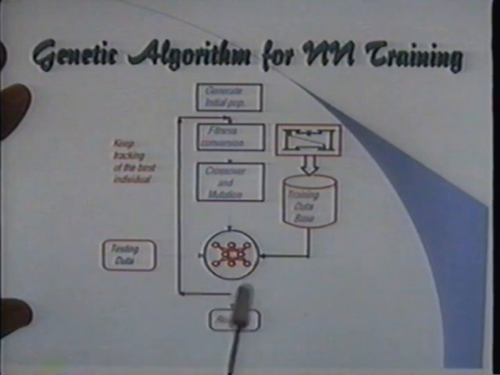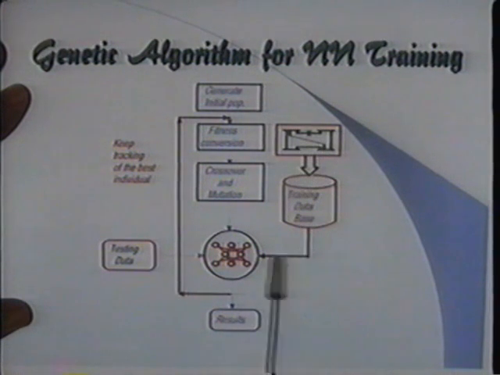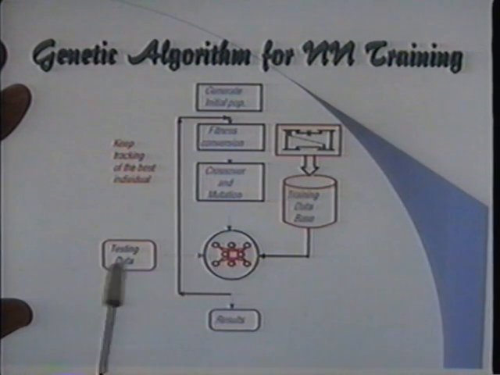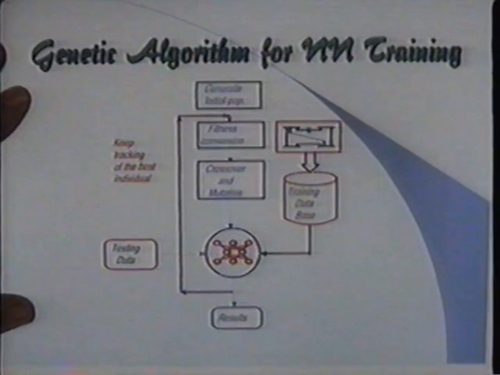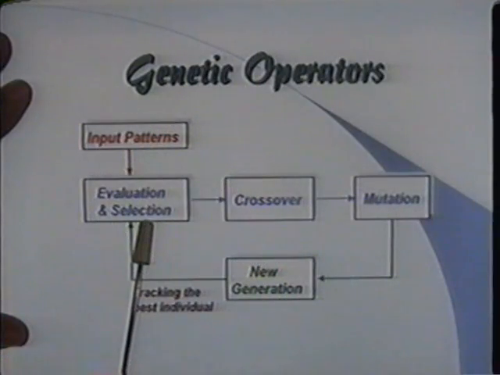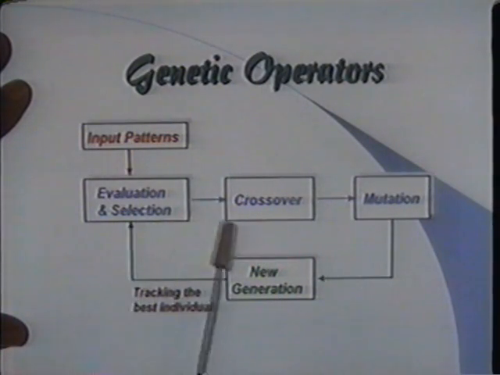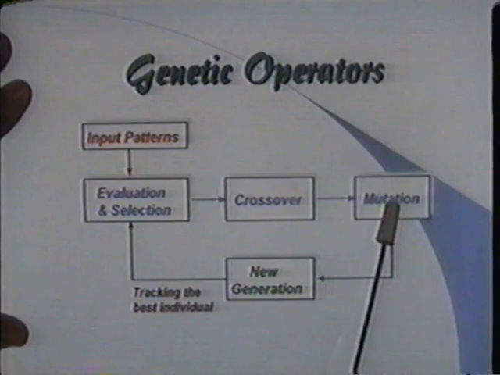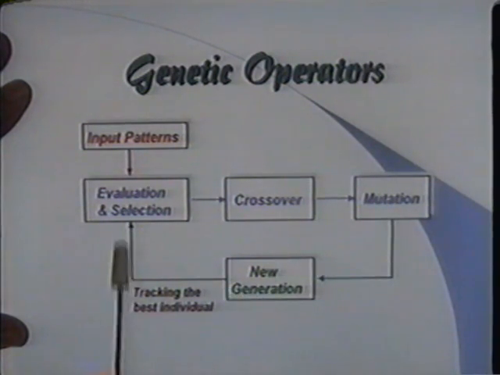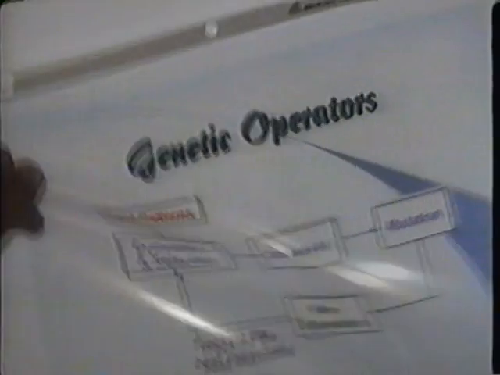And of course, when you train the neural network, you are using the training data that you have, and you also have the testing data to test the neural network. So the key operations here would be the input pattern. You evaluate and you select variables. You do the crossover, you do the mutation, you come up with a new generation, and you keep looping here until you are happy with the result.